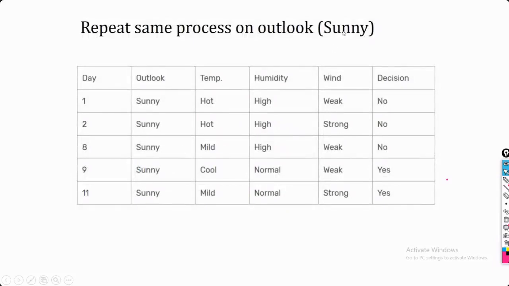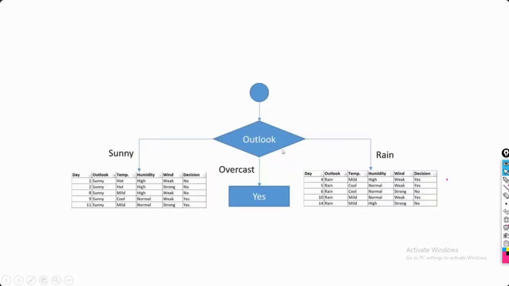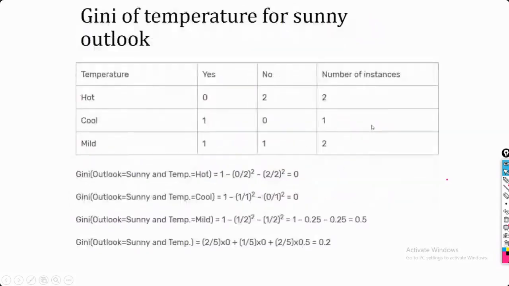Next, I am going to repeat the same process for the sunny side, and the same process I am going to repeat for your rain also. So let's see first for your sunny. In sunny, how many instances are we having? In total, we are having 5 instances.